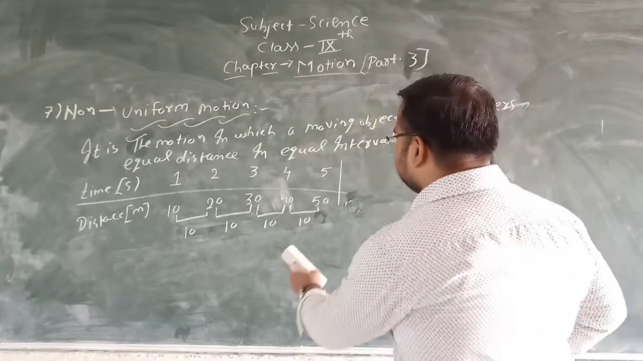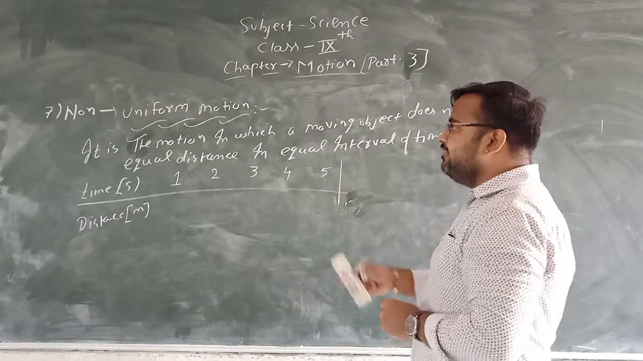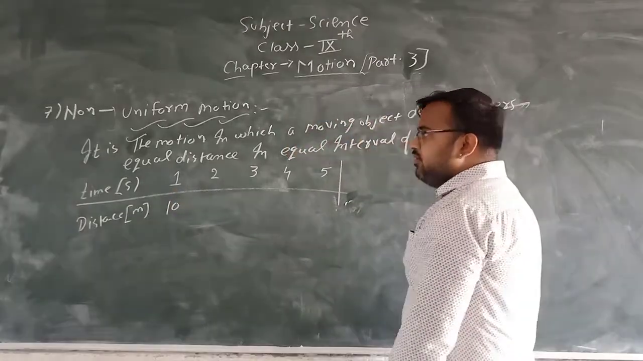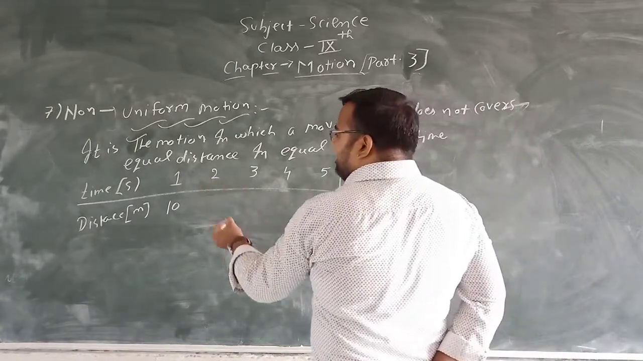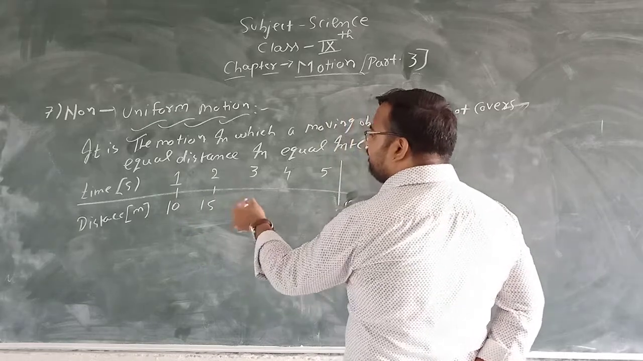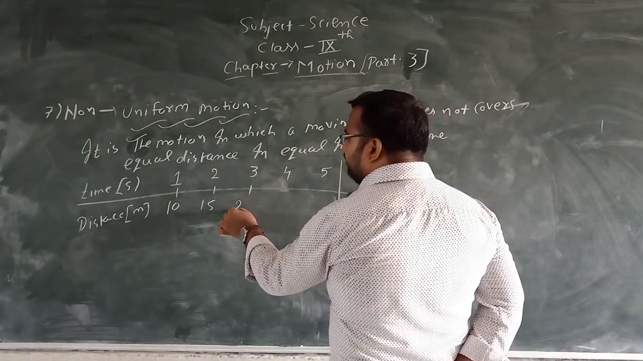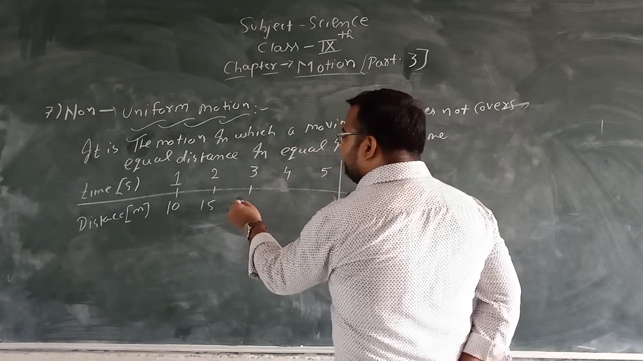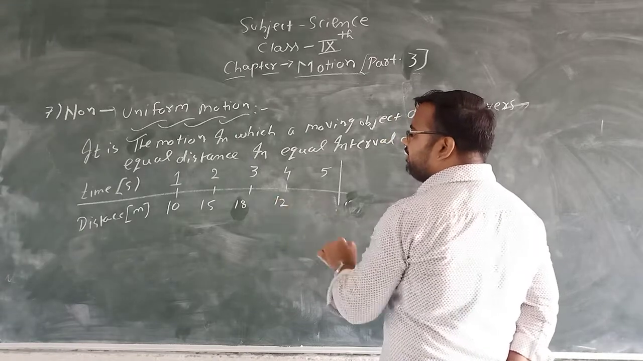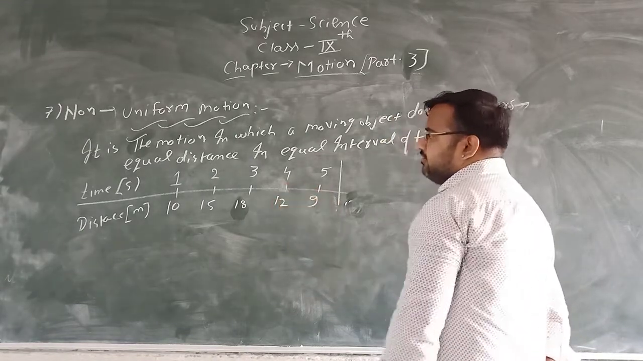For example, we can understand clearly with this table. For example, in first second, object covers 10 meters. In second, for example, object covers a distance of 15 meters. For example, in third second, object covers a distance of 18 meters. For example, in fourth second, object covers a distance of 12 meters. For example, in fifth second, object covers a distance of 9 meters.